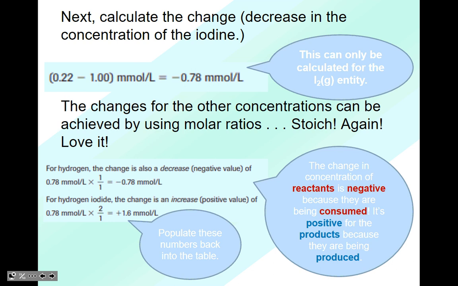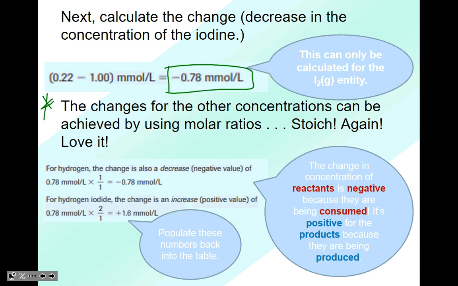Next, calculate the change, the decrease in concentration of the iodine. So we take the 0.22 minus the 1, because that's the only place we can do that, only for the iodine, and that gives you negative 0.78 millimoles per liter. Once you have this concentration, we use molar ratios to find the concentration of the rest. The changes for the other concentrations can be achieved by using molar ratios.